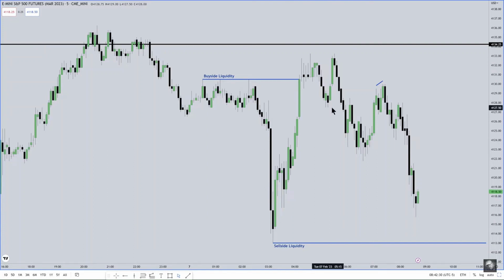This low has been taken out right there. So inside this entire run lower, you want to look at where there is an inefficiency or fair value gap. That fair value gap is your entry point. You just don't chase it just because it went down below here.